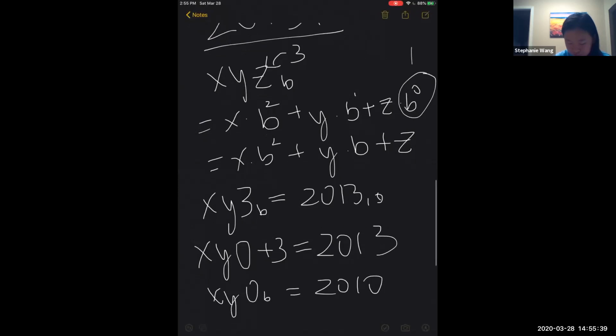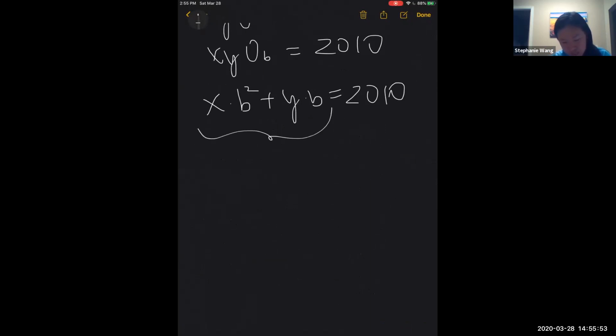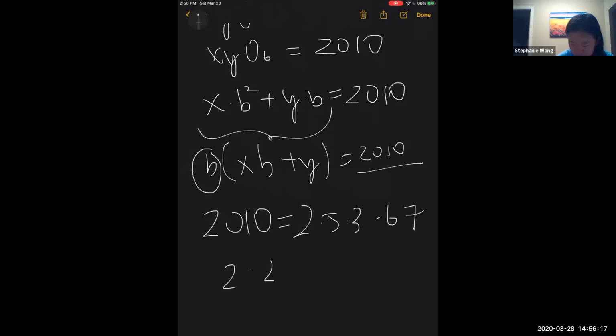All right, so let's expand this left side again. X times B squared plus Y times B equals 2010. And we know that this side is going to be divisible by B because both of these have a factor of B. We can take out the factor. So now we know that B has to be a divisor of 2010. Now we just have to count the number of divisors that satisfy this. We do this by prime factorizing 2010 first into 2 times 5 times 3 times 67. And as I said earlier, the total number of factors is 2 times 2 times 2 times 2, which is 16.